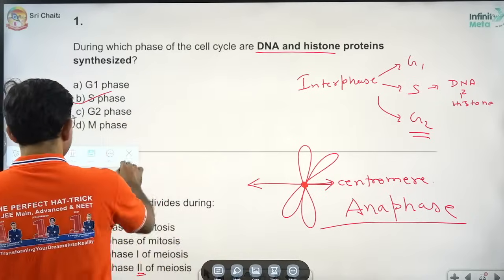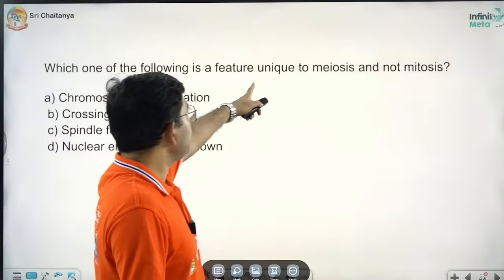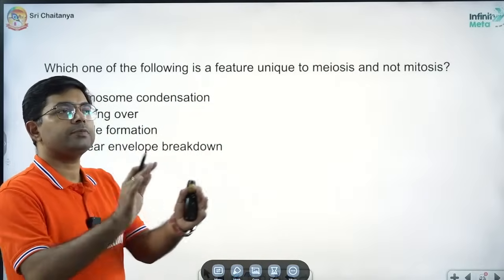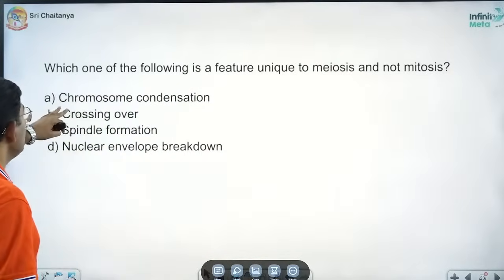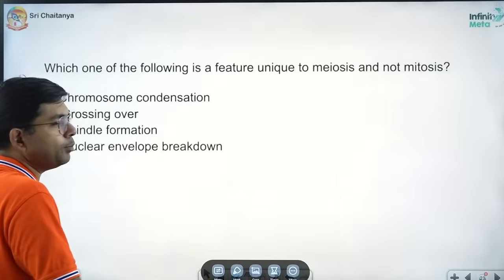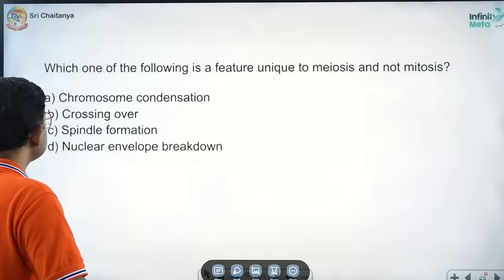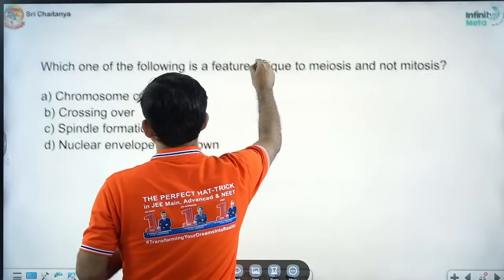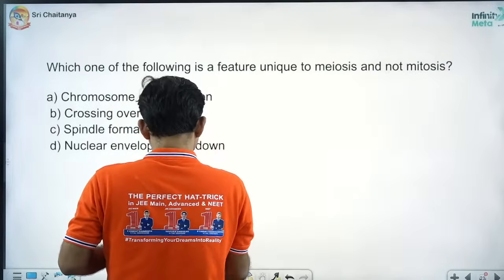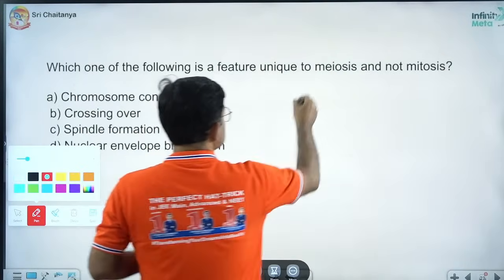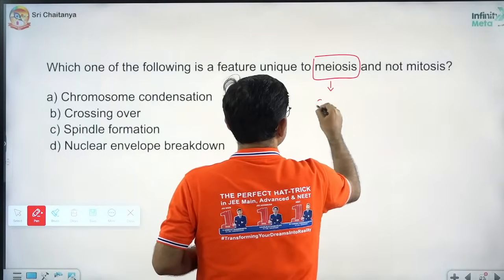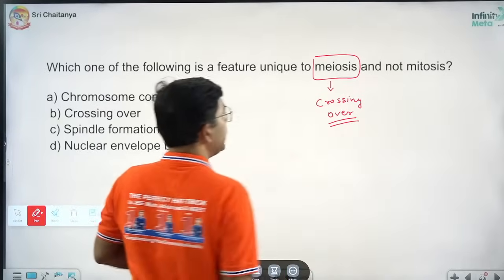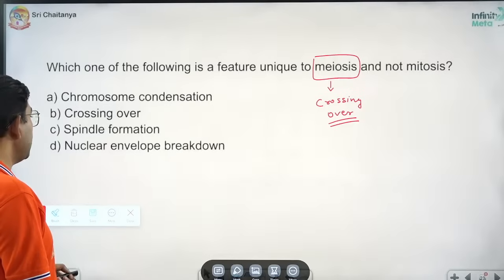Then next one: which of the following is a feature unique to meiosis and not mitosis? That means the difference between mitosis and meiosis. First, chromosome condensation. It happens in both cases, meiosis as well as mitosis. Crossing over. Now crossing over is unique to meiosis. There is no crossing over during mitosis. Here you will see crossing over, and due to crossing over there is a variation that is not taking place during mitosis.